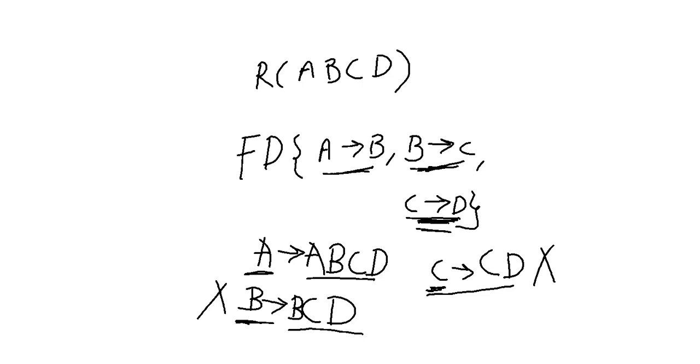So now we can also check with D. Using D I can determine D, and checking all the FDs, there is no other FD we can use, so we cannot determine anything more. So now we can say that the only candidate key is A.